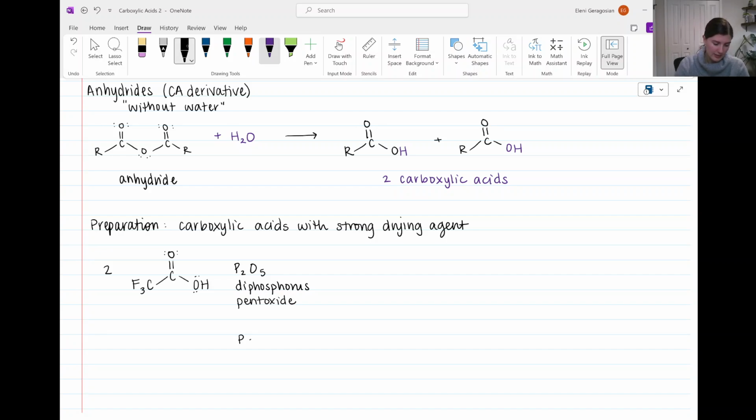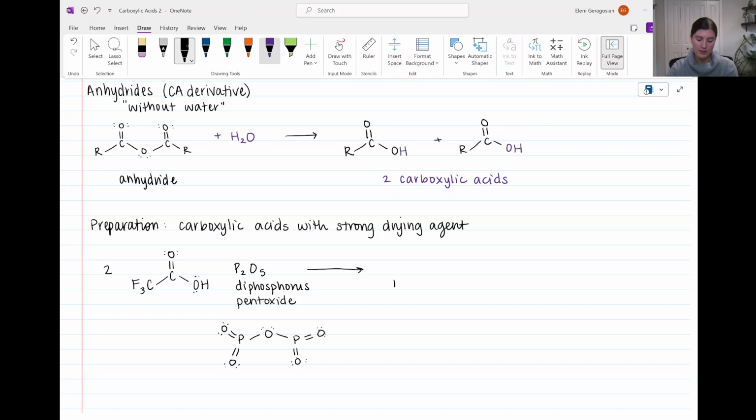This looks like we have two phosphorus atoms bonded together via an oxygen, and then each phosphorus is also double bonded to two other oxygens. So I'll go ahead and add in these lone pairs just to have a complete structure. This is diphosphorus pentoxide. This is a strong drying agent. And so if we have carboxylic acids in the presence of the strong drying agent, it will remove H2O, two hydrogens and an oxygen.